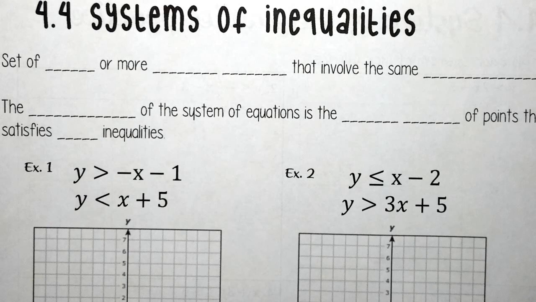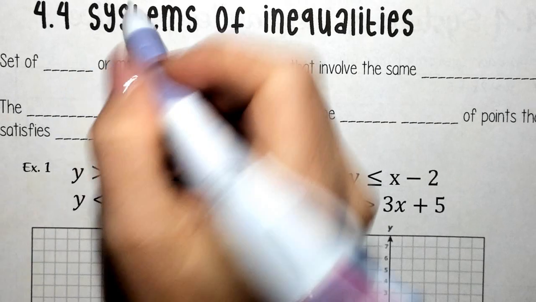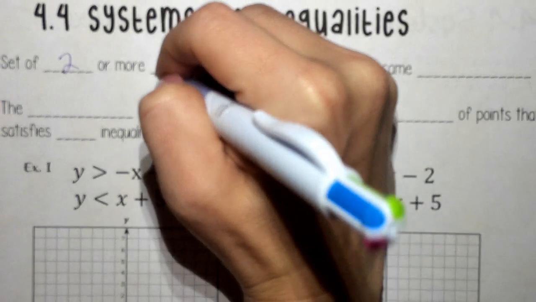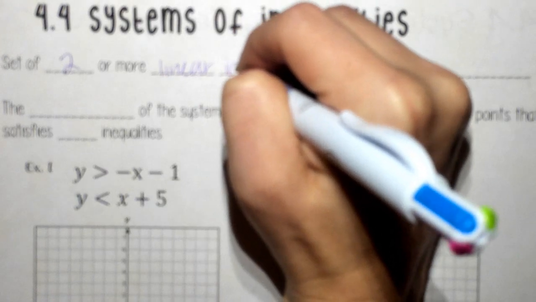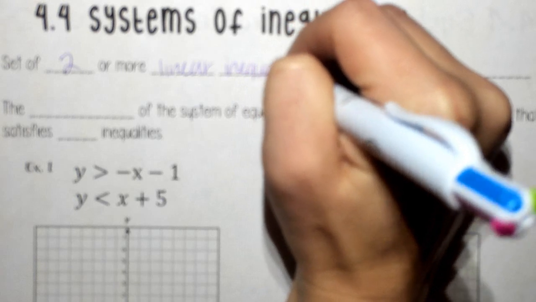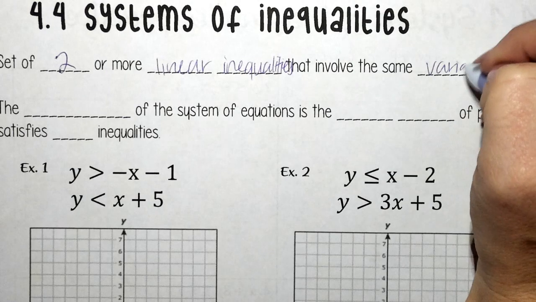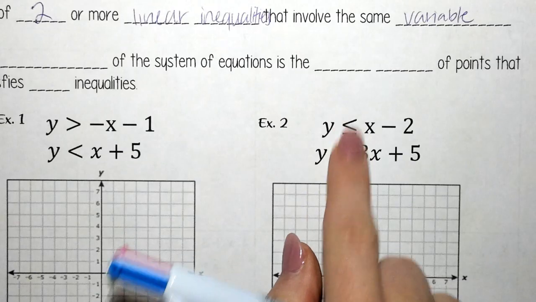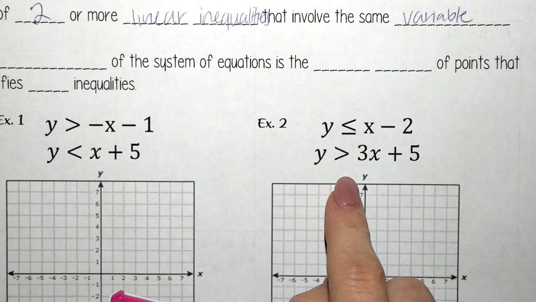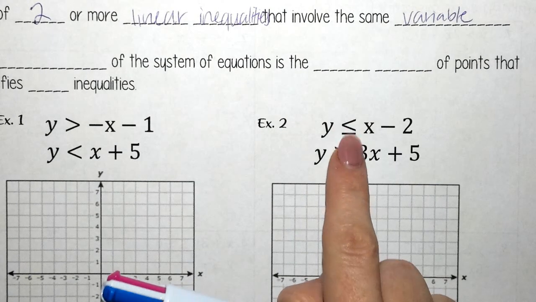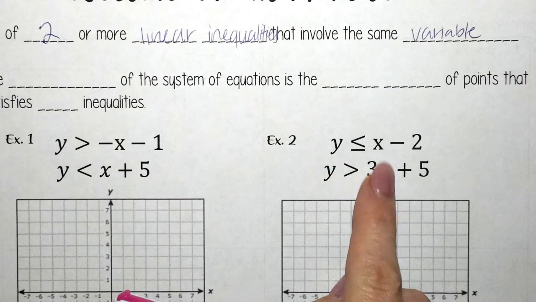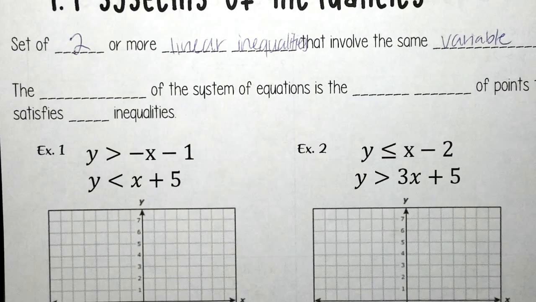Systems of inequalities. What are systems of inequalities? They are a set of two or more linear inequalities that involve the same variables. So again, we're going to have two inequalities just like with systems of equations, and they're going to have the same variables, those x's and y's.